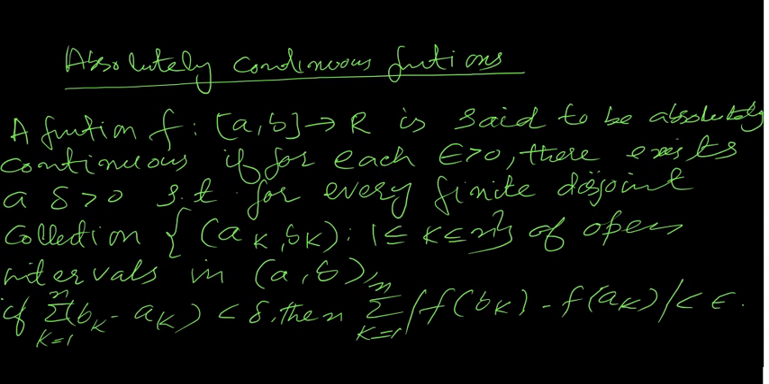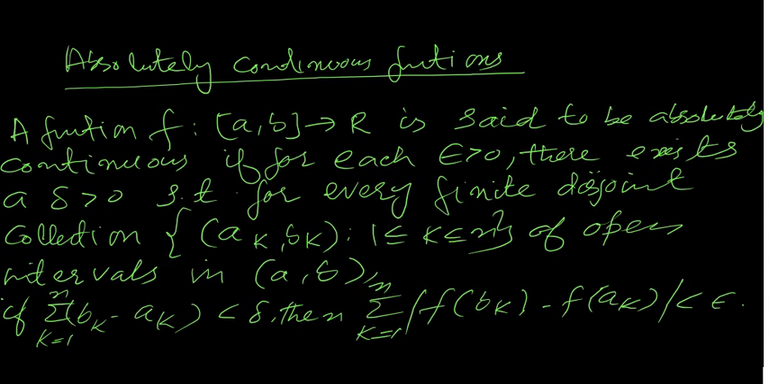So the function f from closed interval AB to R is said to be absolutely continuous if for each epsilon positive there exists a delta positive, such that for every finite disjoint collection of open intervals (ak, bk) in AB, whenever the sum of the lengths of these intervals is less than delta, then the summation of mod of f of bk minus f of ak should be less than epsilon. Since this is true for every finite disjoint collection, if we choose a single interval, say (x, y), and its length is less than delta, then mod of f of x minus f of y is less than epsilon, which is actually the definition of uniform continuity of f.